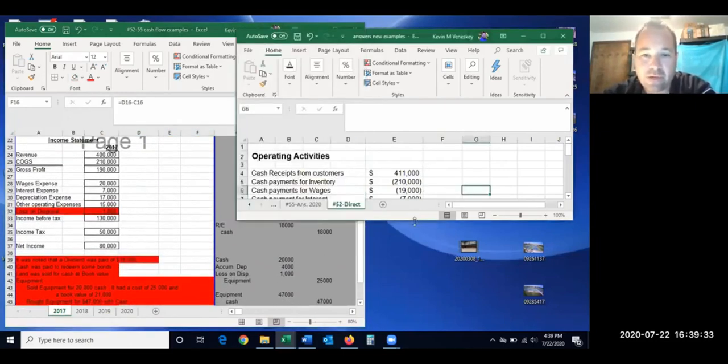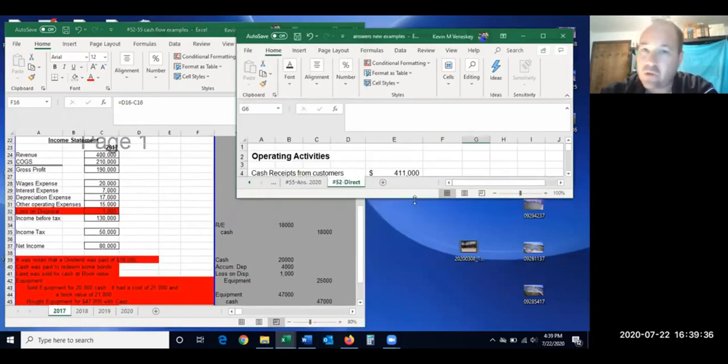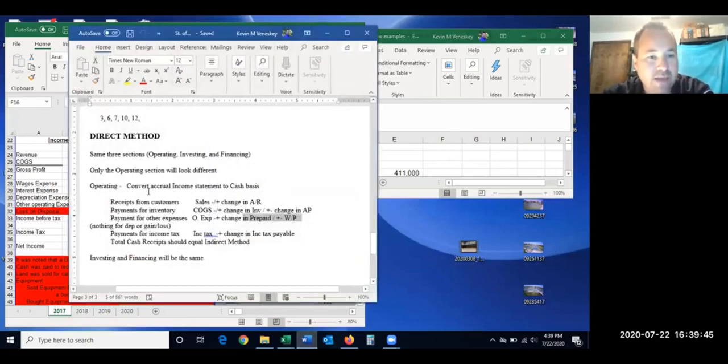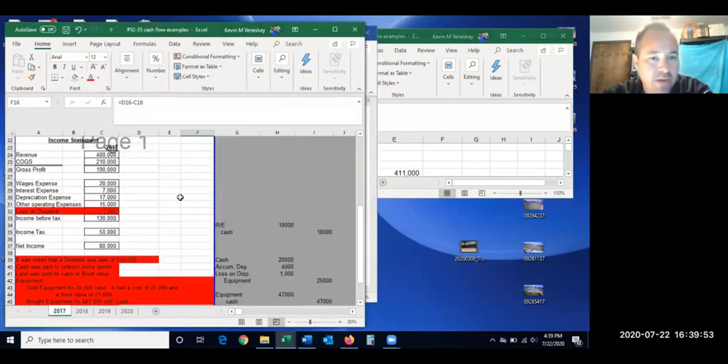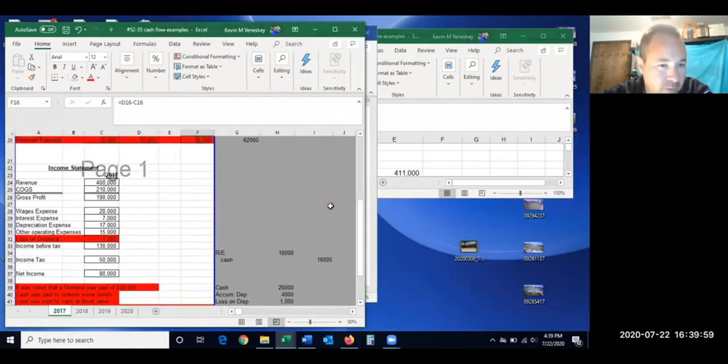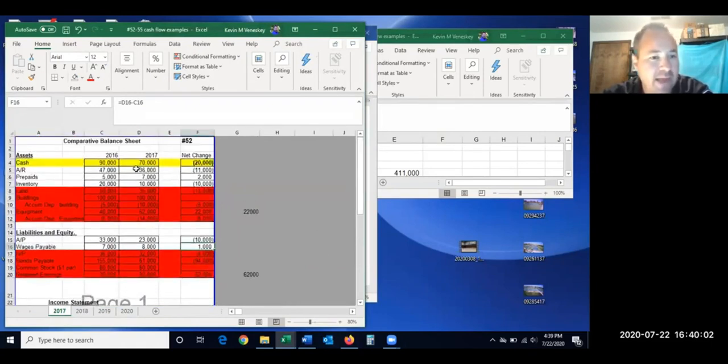The first thing we do when we're doing the operating, with the direct method, is we don't start with net income. We just go right into revenue. And we see that revenue is $400,000. But like my notes said, I have to compare to whether I got more money or lost money in AR. So I go back up, and with my revenue of 400,000, my AR says I actually collected more than 400,000 because my AR went down. I collected an extra 11,000 on top of the 400,000.